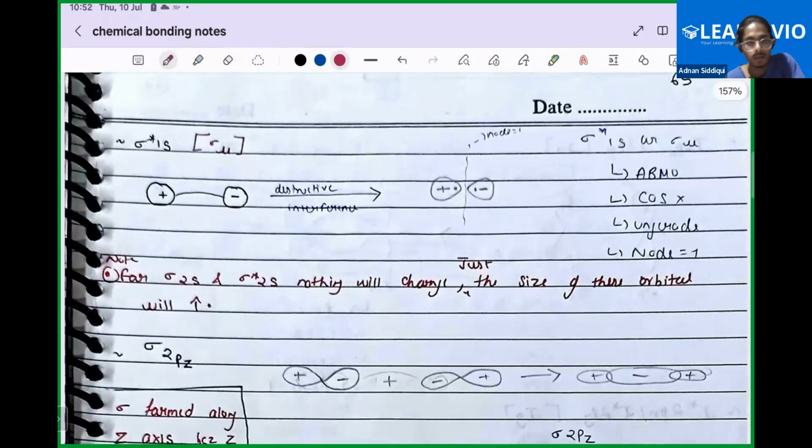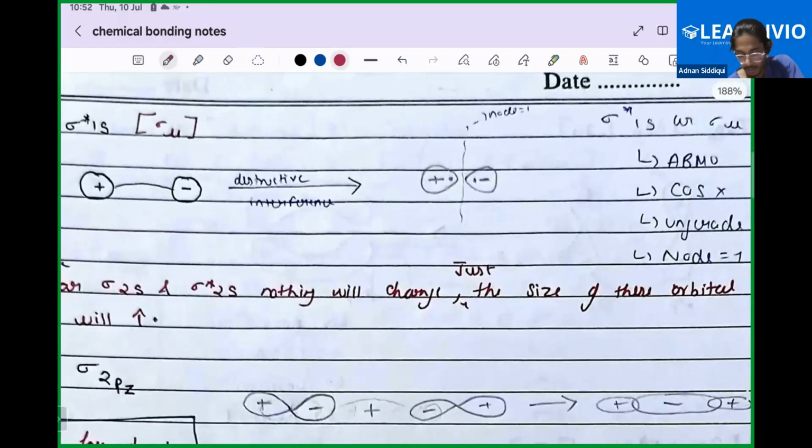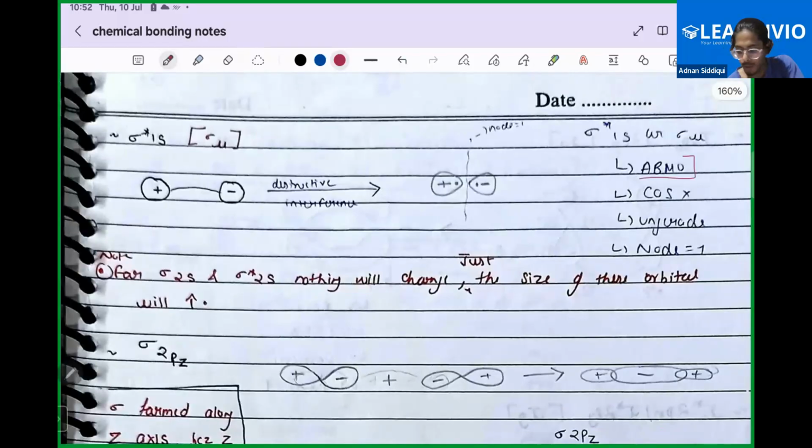So what happens when we are going to observe this sigma star 1s? When you are merging two atomic orbitals with different signs, we will call this destructive interference, and after this, the bond that we are going to get is sigma star 1s. It is formed, and again it is going to be unstable. And here we are also going to observe a node. It is going to be an anti-bonding molecular orbital. Center of symmetry is going to be absent, and the other points we can say.